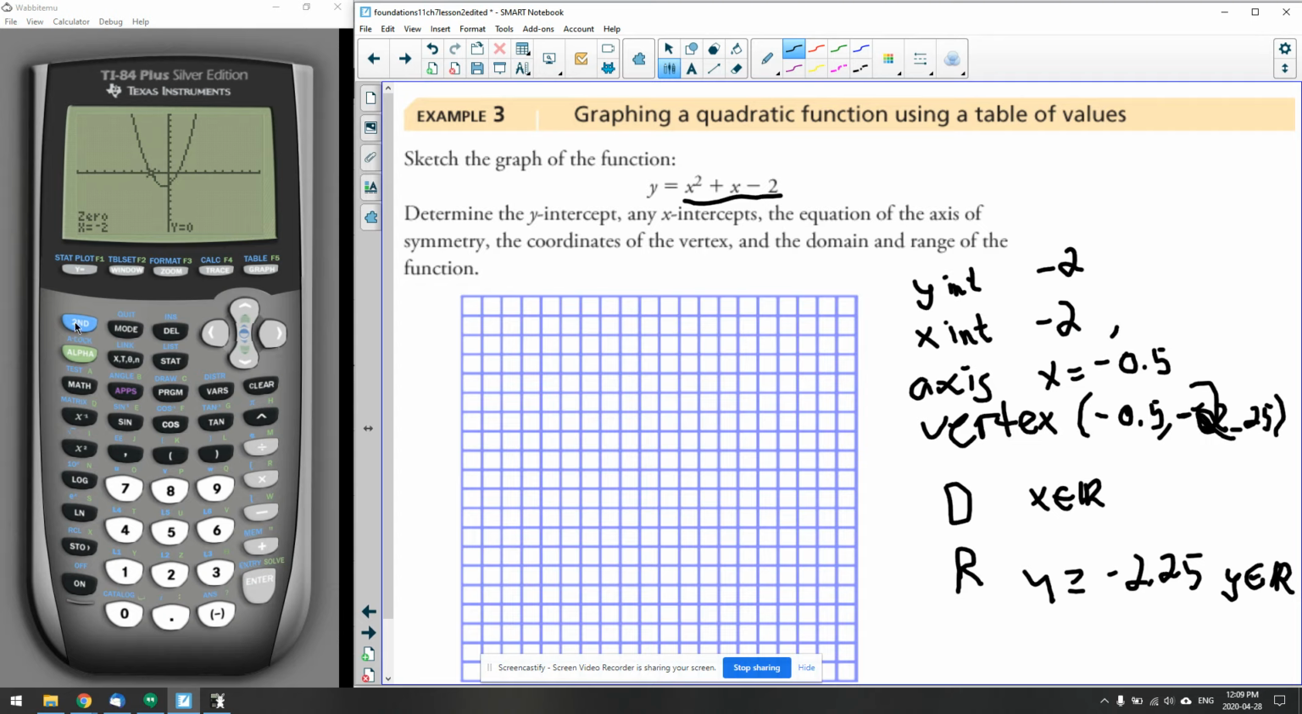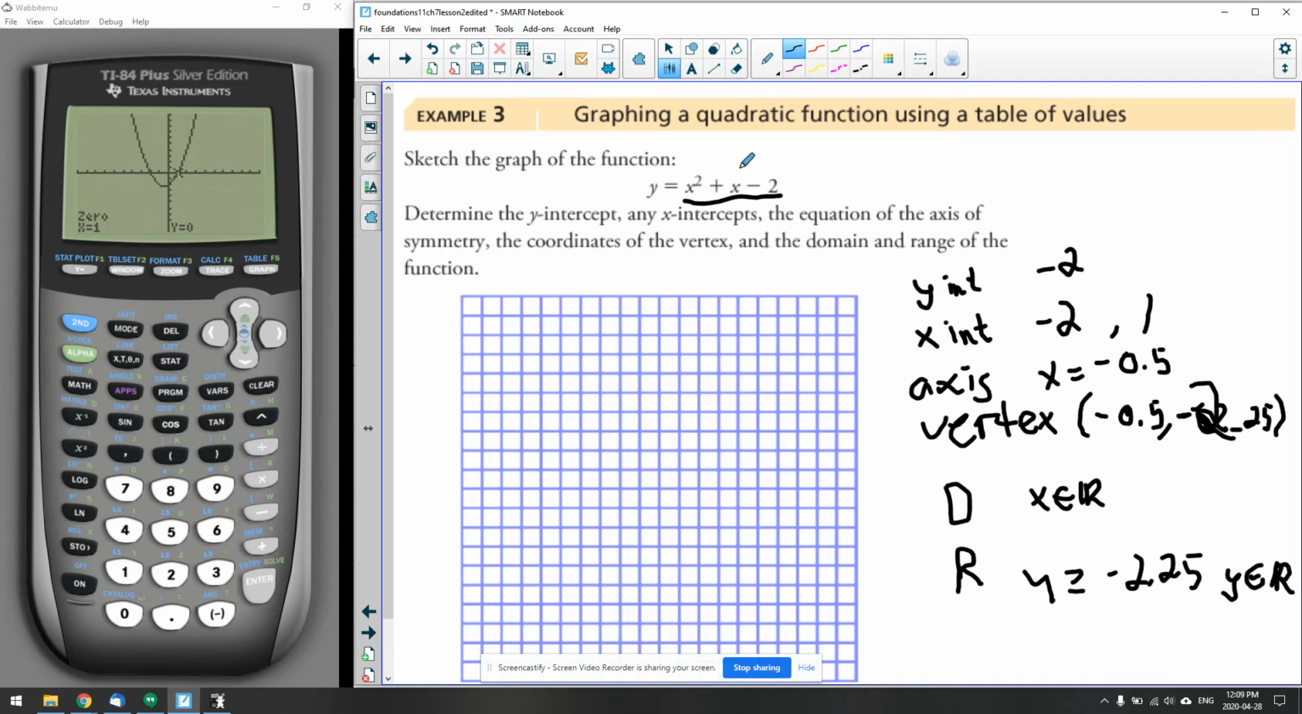And we can do the same thing again. Second trace, 0. So we'll go to the left of where it crosses, to the right of where it crosses, guess, and it's at 1.